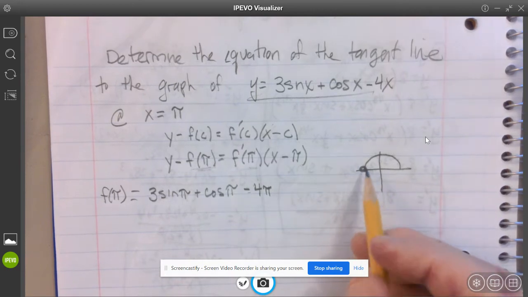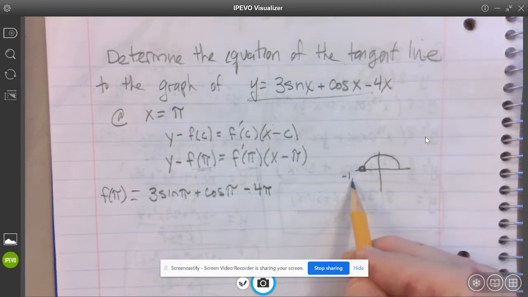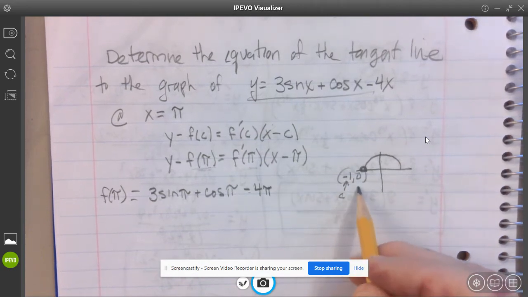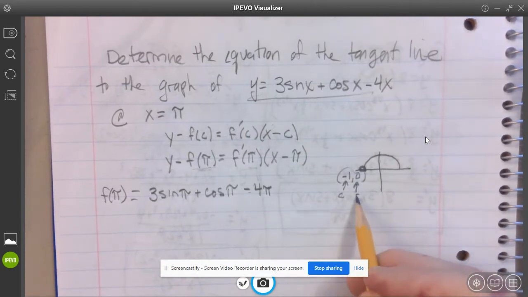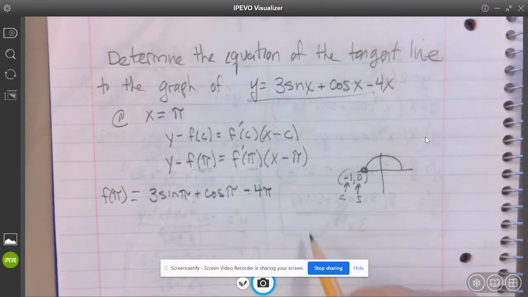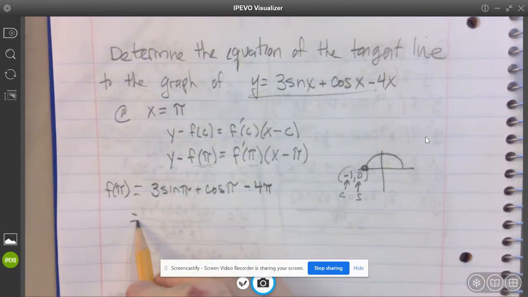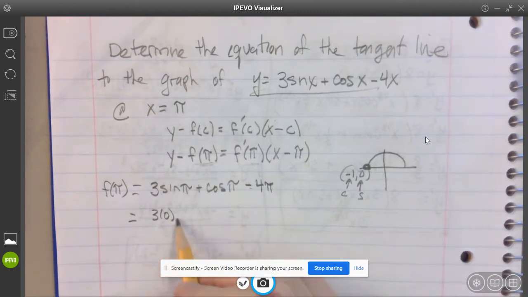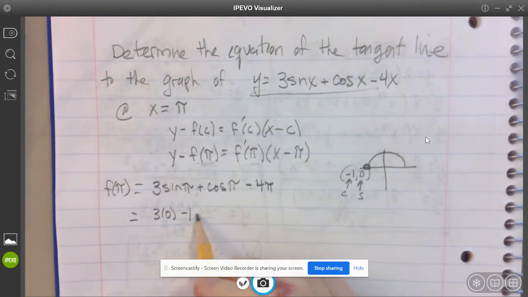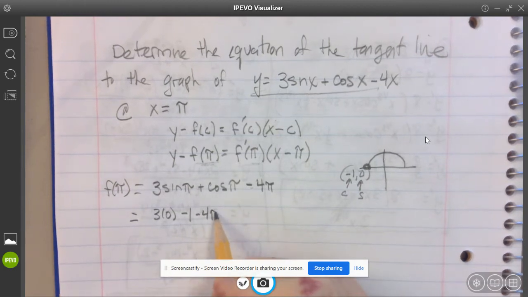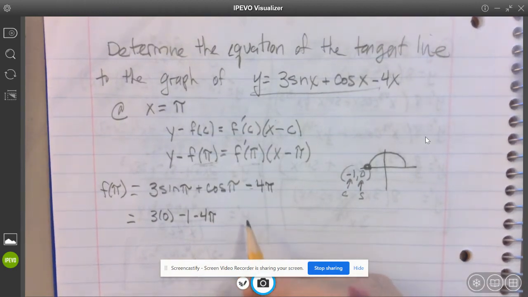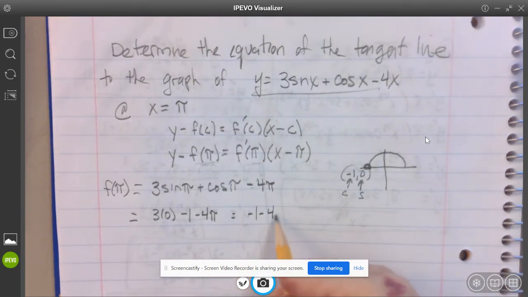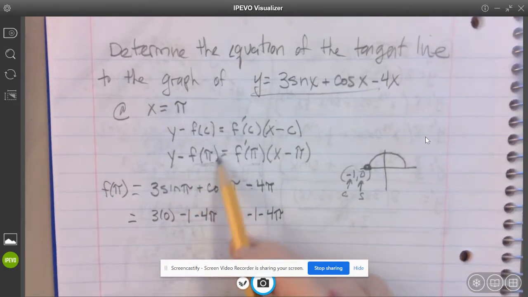Here's pi, negative 1 comma 0, cosine, sine. So the sine of pi is 0, so we have 3 times 0. Cosine of pi is negative 1, minus 4 pi. So this is just negative 1 minus 4 pi. That's what's going to go right here.